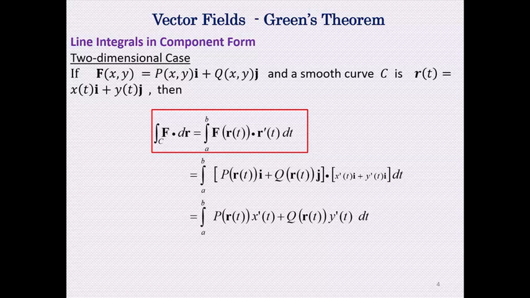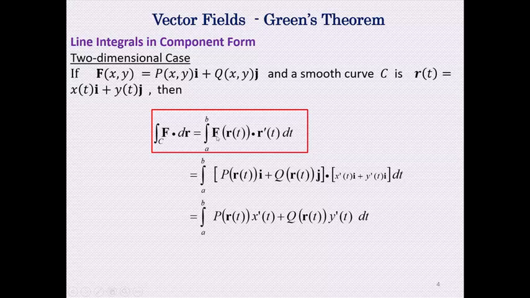First, the line integral part. Green's theorem is for a two-dimensional vector field, so let's consider a two-dimensional line integral. The one in the box is the formula we already know. What we're going to do is replace the dot product with an expression involving the individual components.